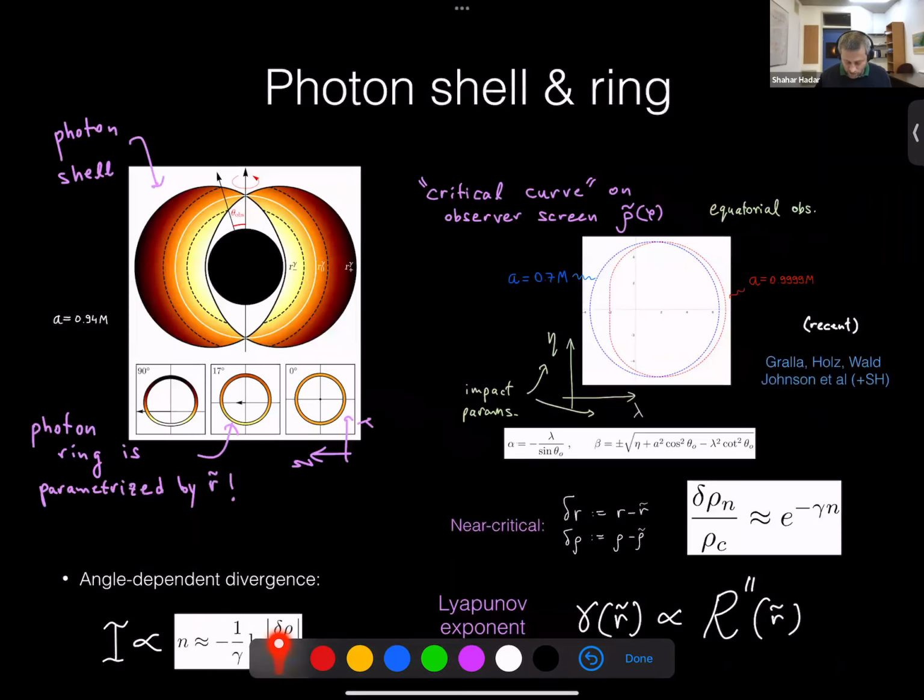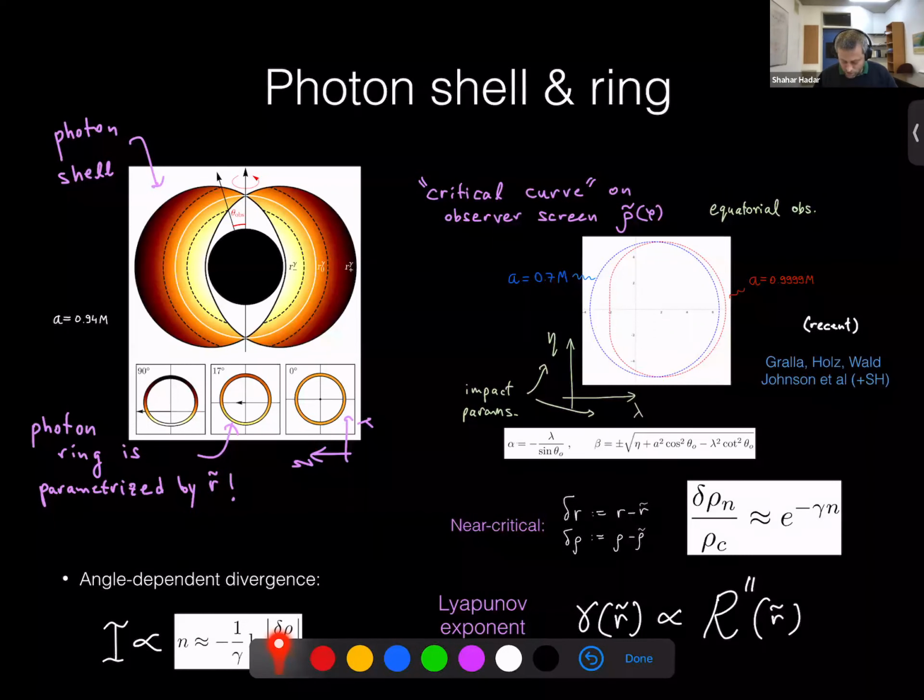Okay, and how does this look in terms of the screen of the observer? So this one parameter family of conditions draws a closed curve on the screen of the observer, as you can see here. The shape of this curve depends on the inclination of the observer and on the spin of the black hole. Usually it's very close to a circle, like you can see in this blue line here.